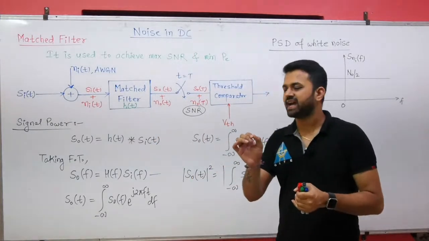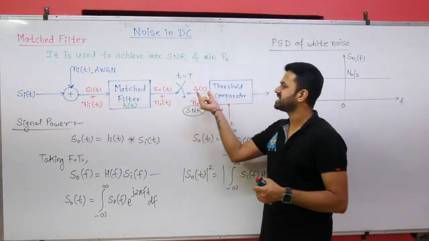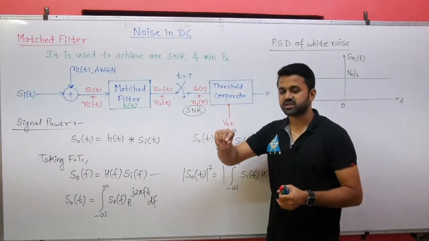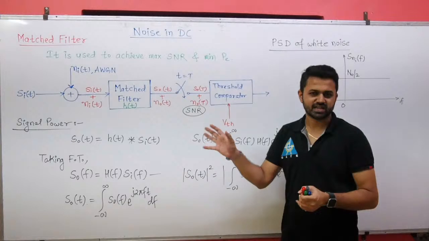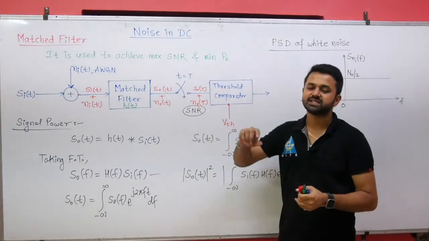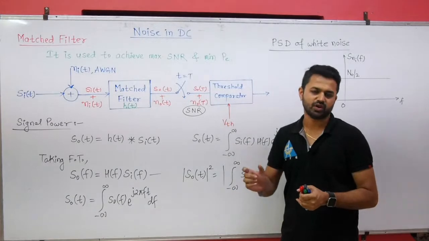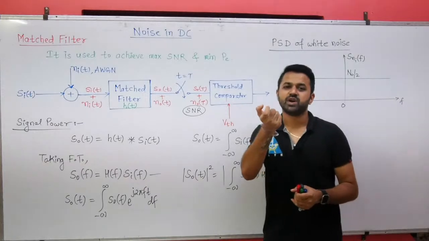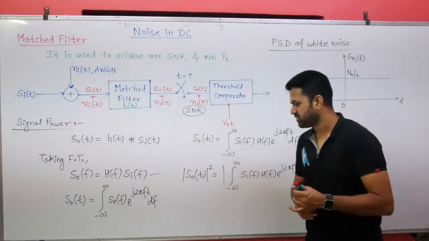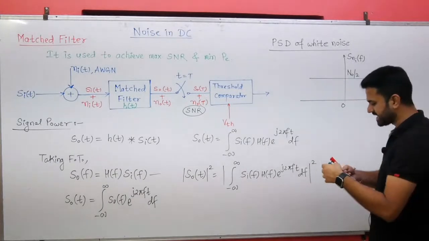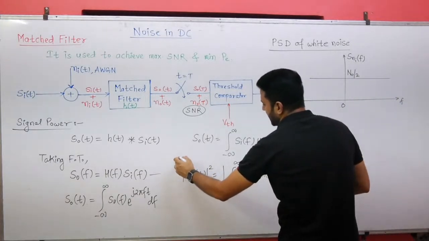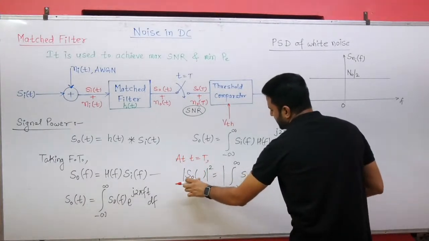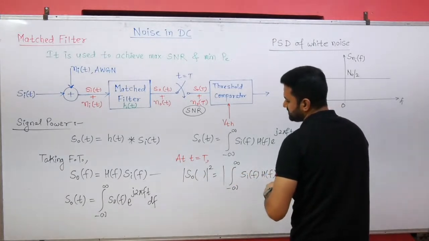The important point is that when you are taking the sample, you will get the signal voltage, and that signal voltage will be considered in the calculation of signal to noise ratio, because we are taking the sample. So we are taking the sample means we are going to collect some value. So at time t is equal to capital T, it should be replaced by capital T.